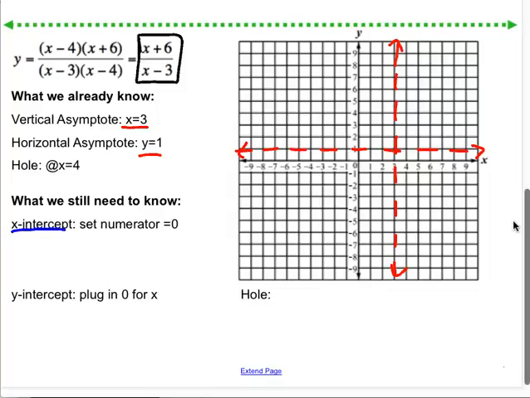The x-intercept is where I set the numerator equal to 0. So there's my simplified numerator, and I'm setting it equal to 0. So my x-intercept is when my x is negative 6.